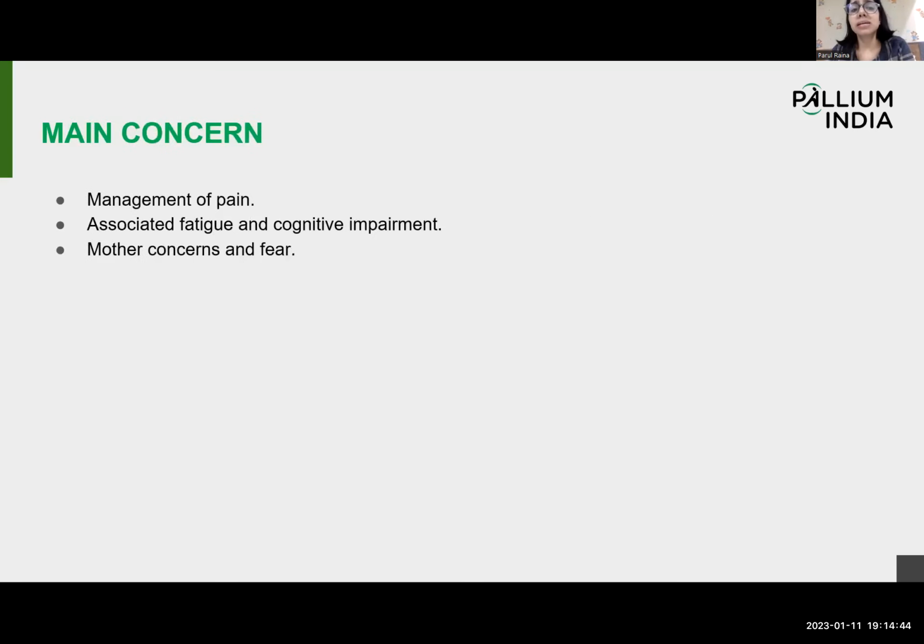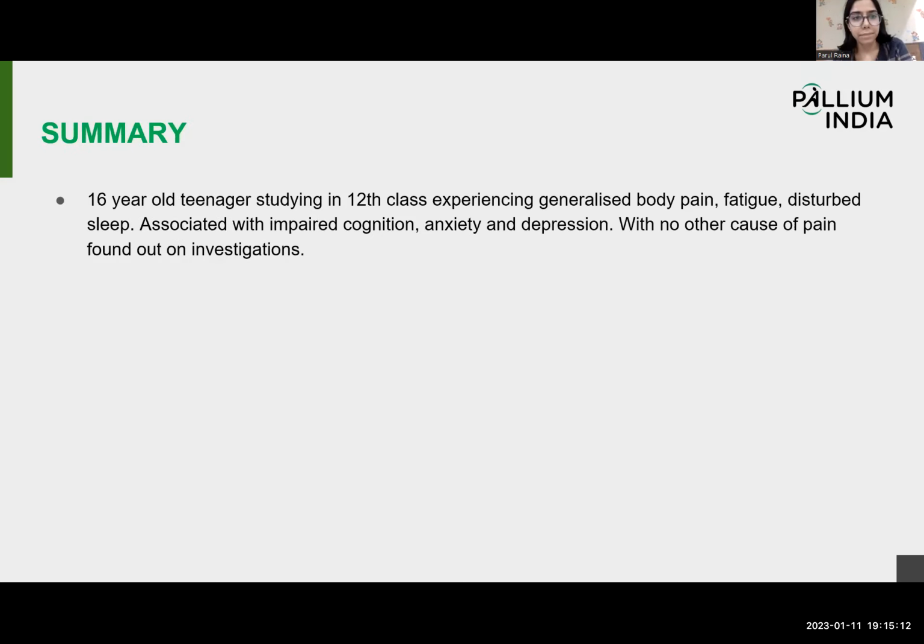The main concern is the management of pain, since the patient herself is a minor and she is the caretaker of the mother, and the mother is completely refusing to give her any kind of medicines. Also, how to manage the fatigue and the cognitive impairment in the patient, and how to convince the mother and educate her regarding her concerns and fear.